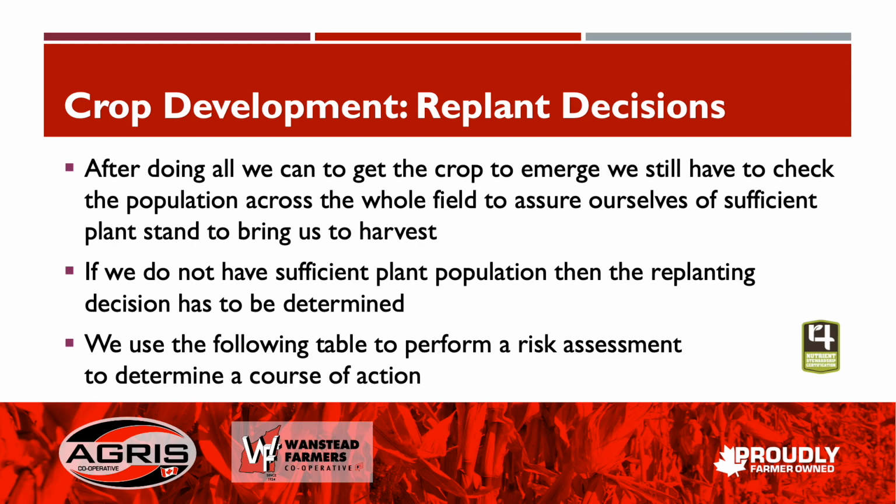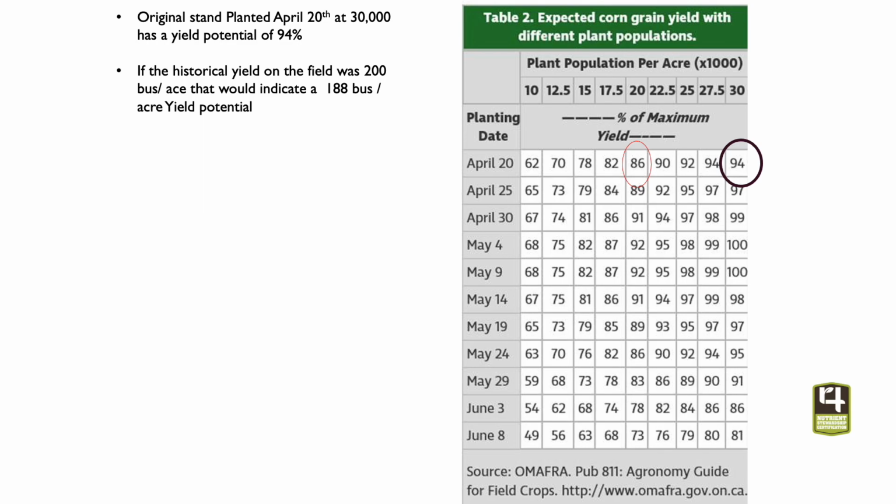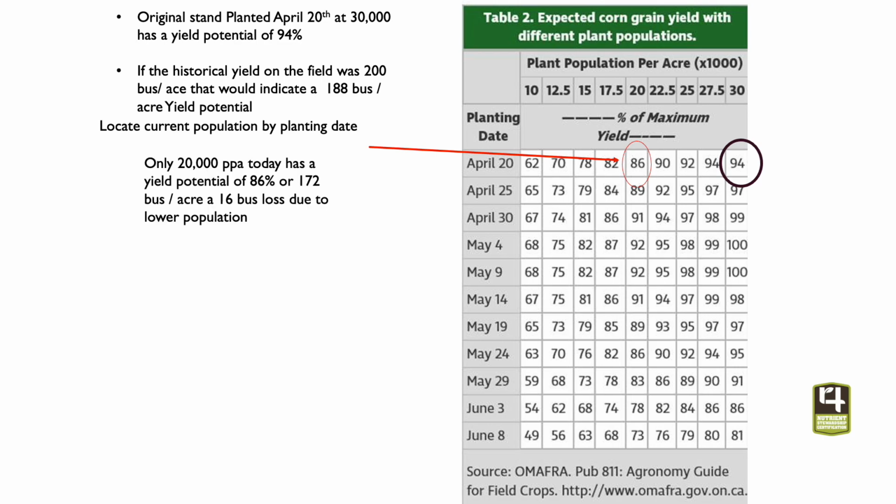To do that, we use the following table to assess what the potential risks and downsides are. If the original plant stand planted April 20th at 30,000 has a yield potential of 94%, or roughly 188 bushel per acre, and let's hypothetically say we went back today and only found 20,000 plants per acre, that yield potential drops to 86%. So only 172 bushels originally if the field was capable of 200 bushel. That's a 16 bushel loss just due to lower plant population.